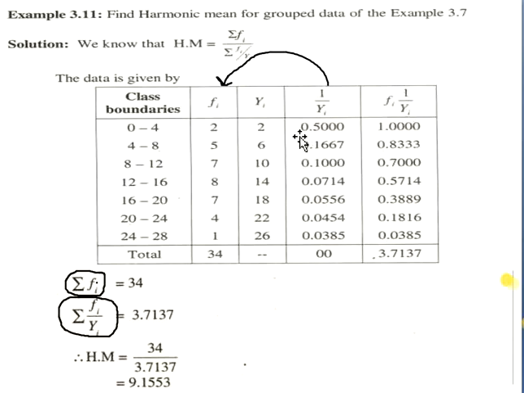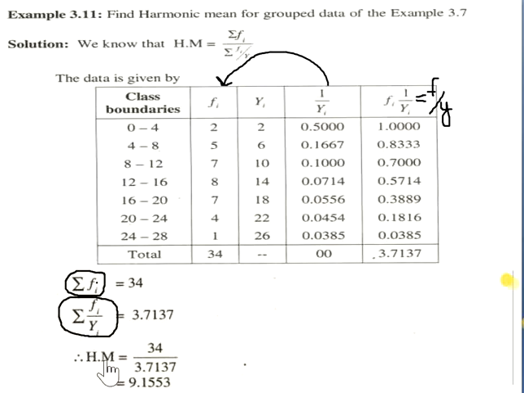We have only multiplied this column with this one, so we have f into 1 by y, or you can also write it as f divided by y. Okay, so for f by y, that is f into 1 by y, the sum of this column is 3.7137. So you have calculated the sum of both columns, sum of f and sum of f by y.